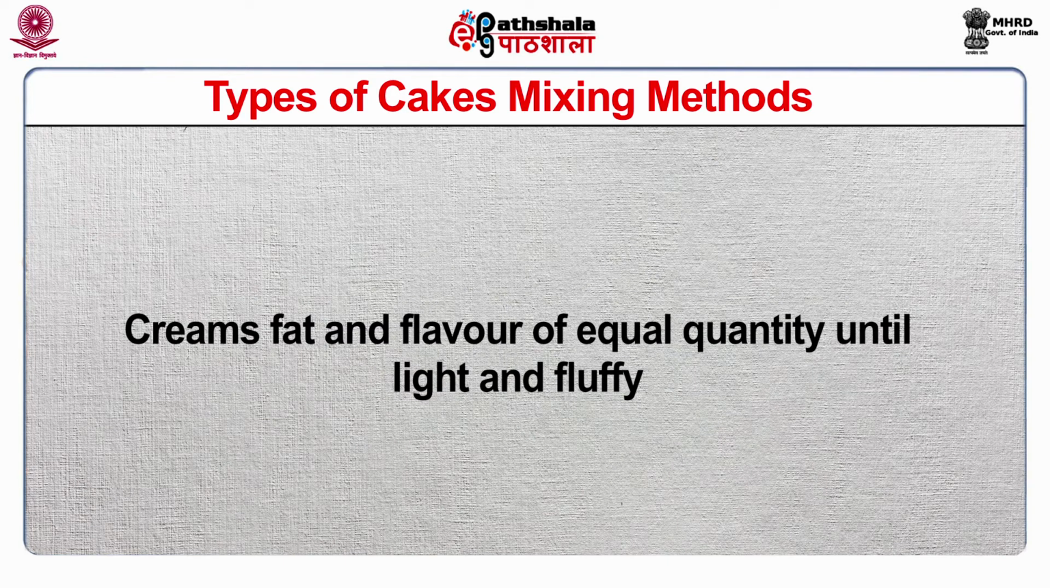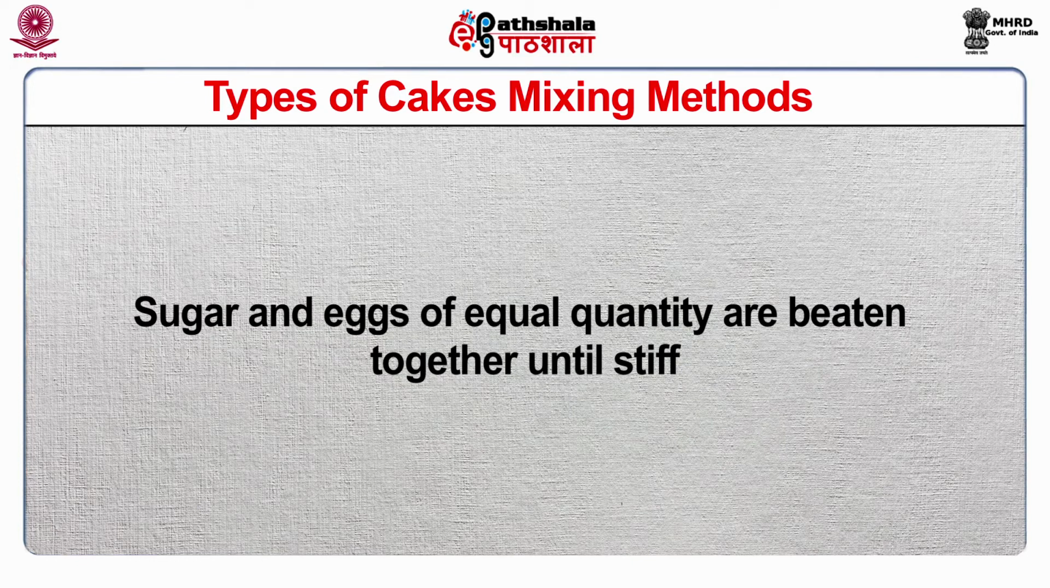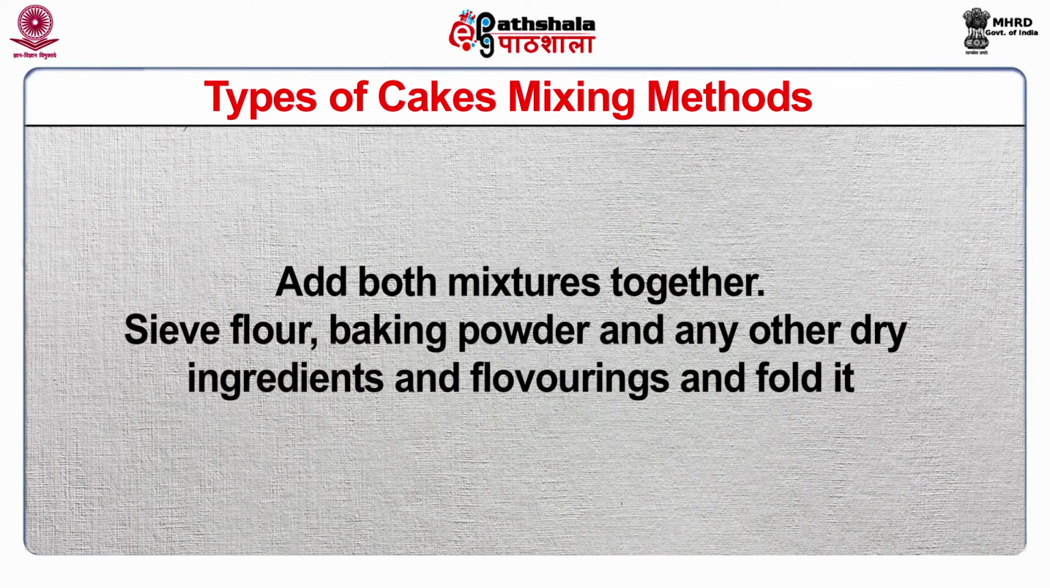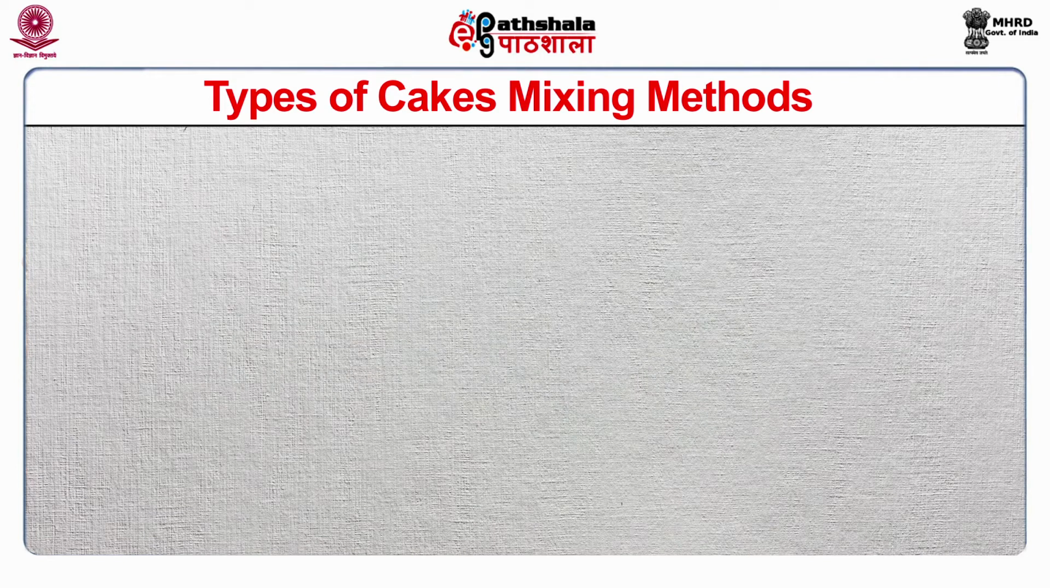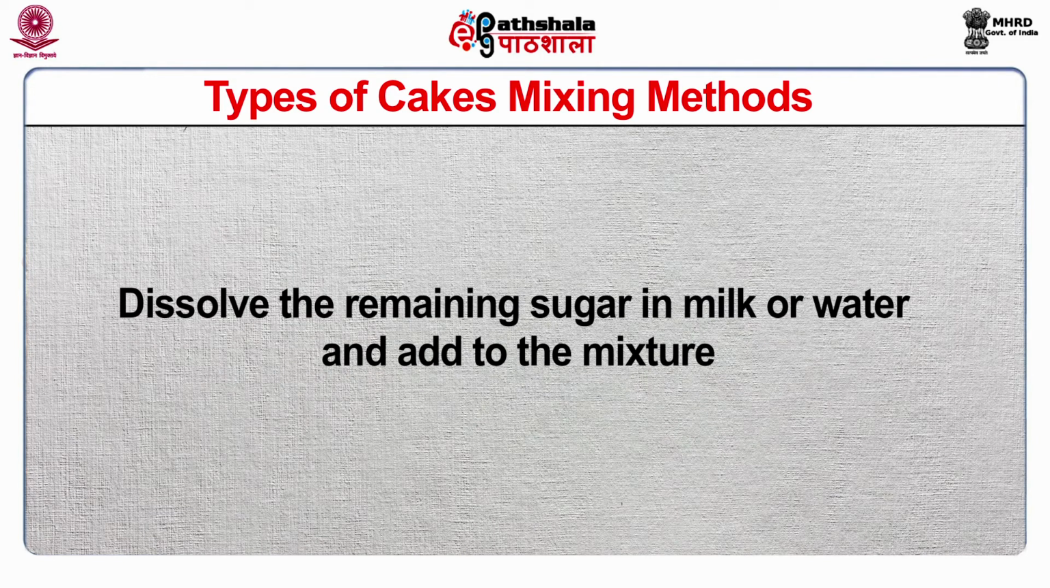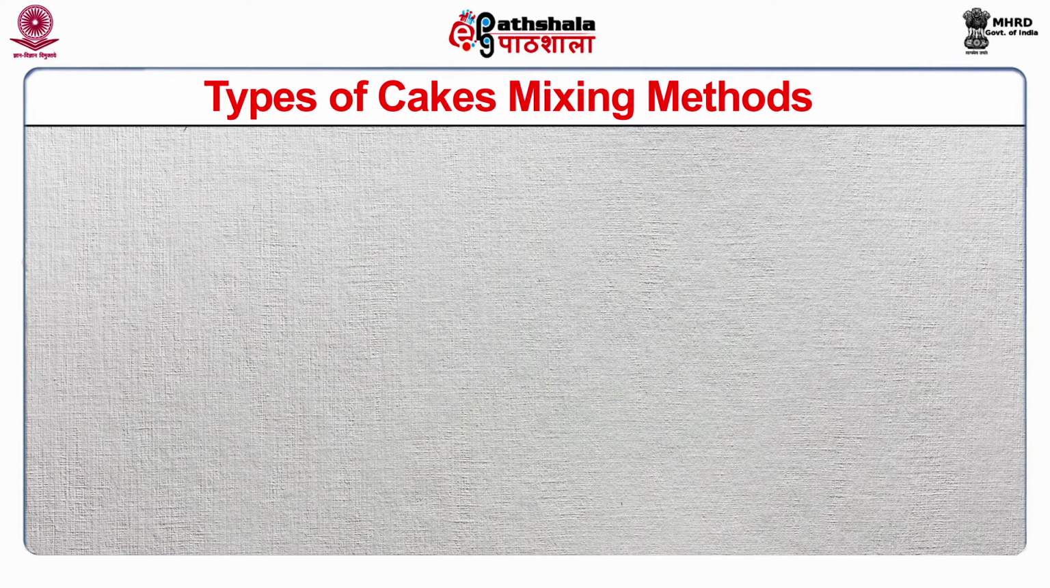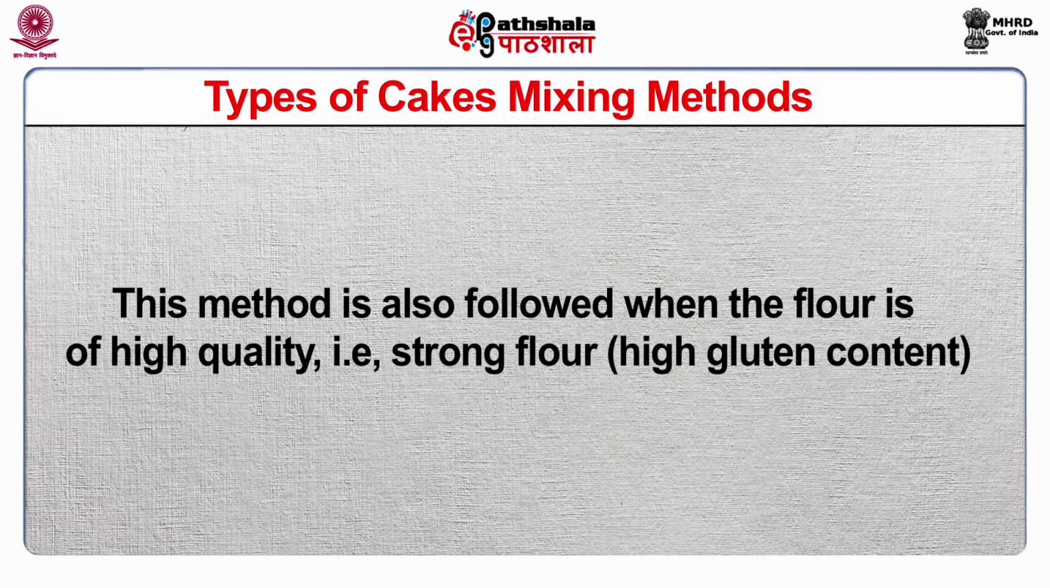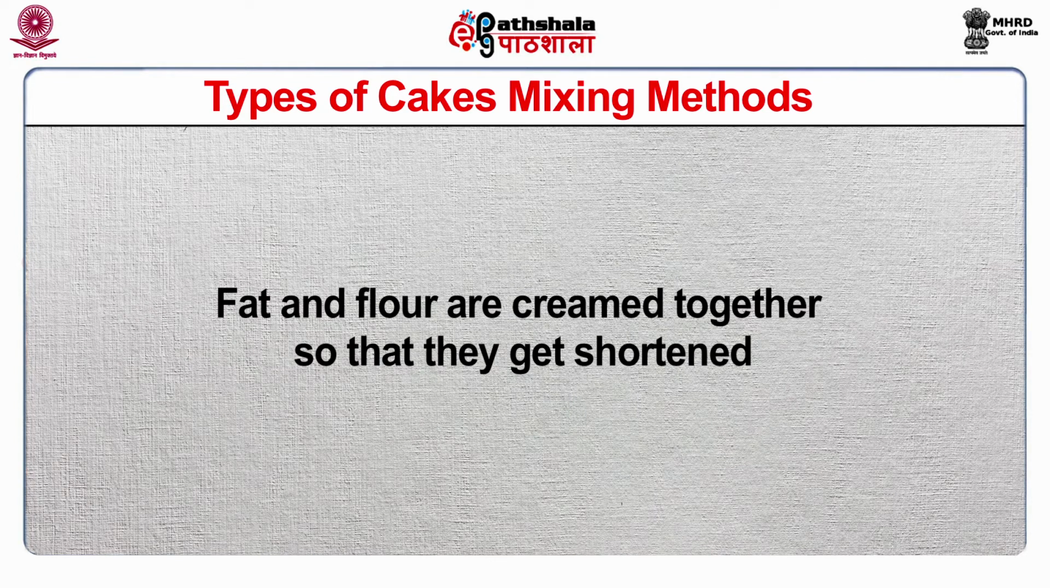Cream fat and flavor of equal quantity until light and fluffy. Sugar and eggs of equal quantity are beaten together until stiff. Add both mixtures together. Sieve flour, baking powder and any other dry ingredients and flavorings and fold in. Dissolve the remaining sugar in milk or water and add to the mixture. This method is also followed when the flour is of high quality, that is, strong flour with high gluten content. Fat and flour are creamed together so that they get shortened.